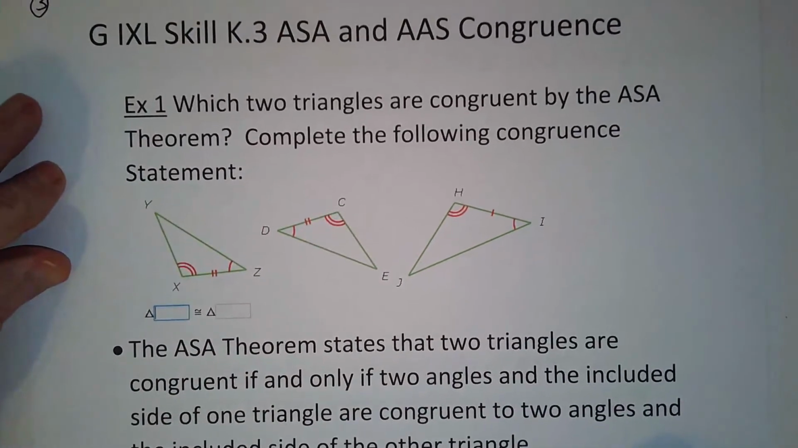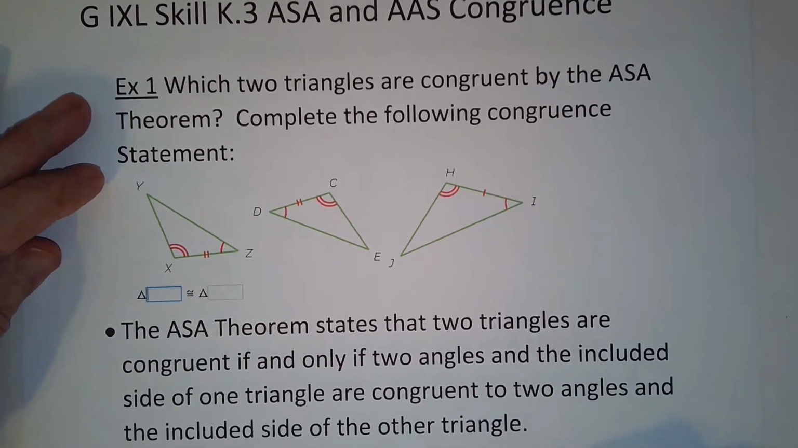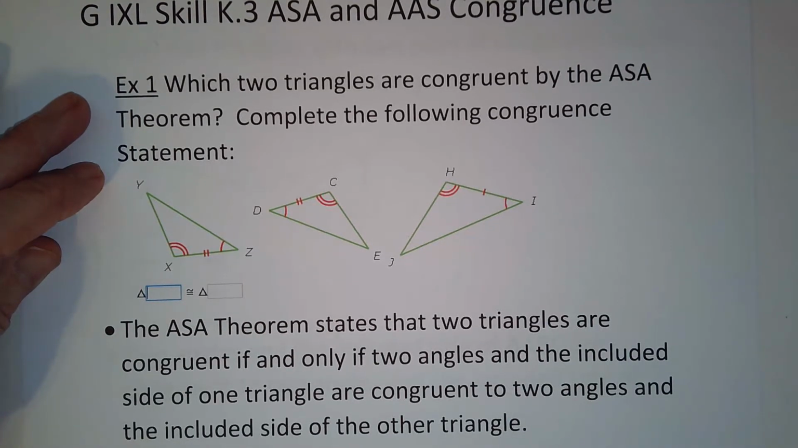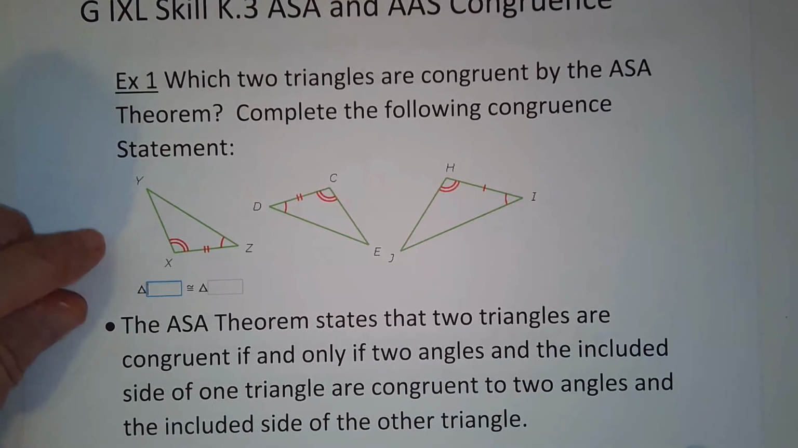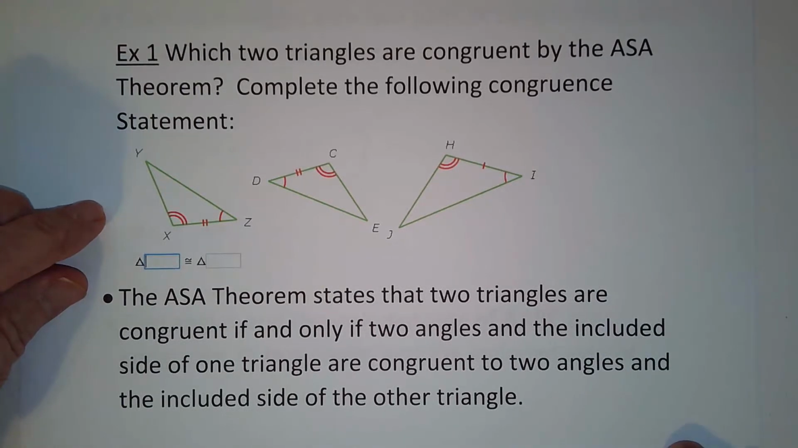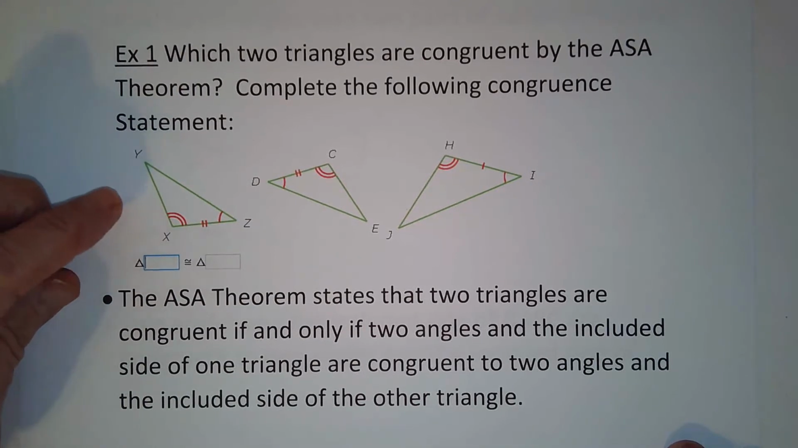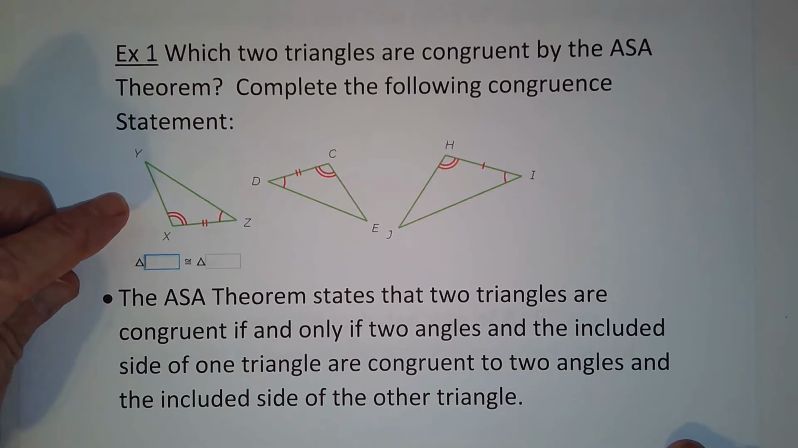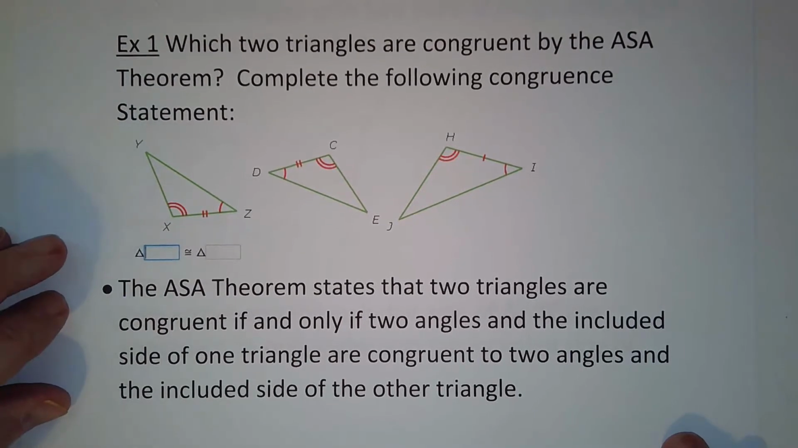So let's go on to what we're doing today. The first example we have is which two triangles out of a group of 3 are congruent by the angle, side, angle theorem. And we're going to complete the following congruence statement. So we have 3 triangles. We have triangle XYZ. We have triangle, well, depending on which way we look at it, it could be CDE and triangle HJI. We'll clear that up in a little bit.